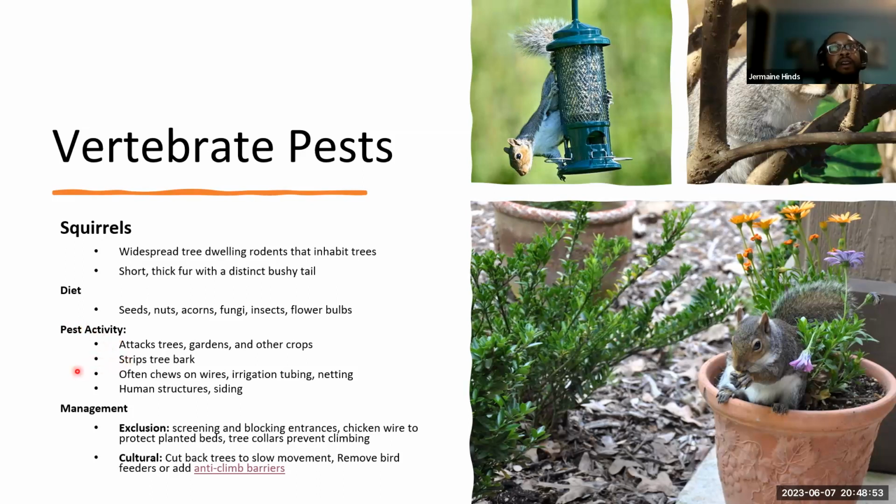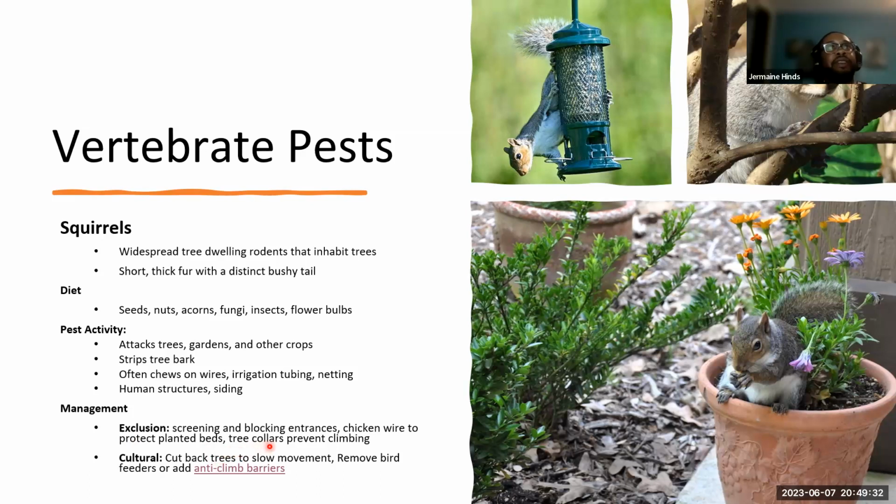They can strip tree bark. So if you have ornamental trees, they often chew on wires, irrigation tubing, your row covers, nettings, things like that. They can disrupt or destroy human structures like the siding of homes and collect acorns in them. As far as management, there's exclusion, so screening and blocking entrances, securing your structure with chicken wire to prevent them from burrowing into the soil. You can anchor the soil with chicken wire so they can't get through.